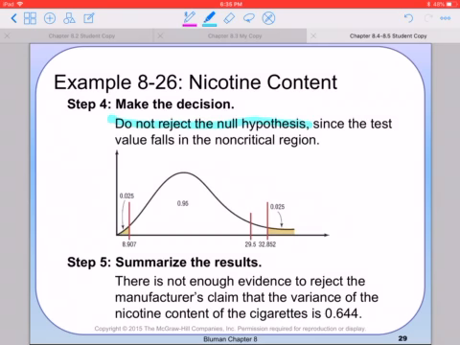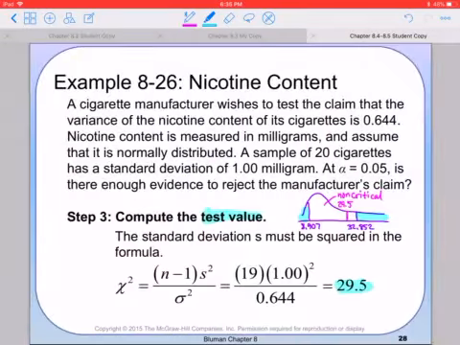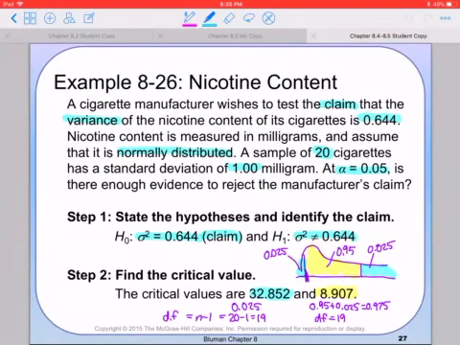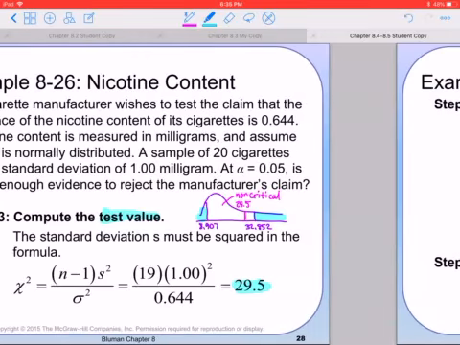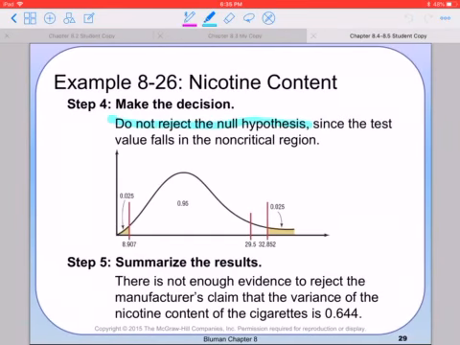All right, so remember, let's glance back to see what the claim was. The claim was the null hypothesis. And let's just be careful. There's not enough evidence to reject the manufacturer's claim. That's right, because that's what it means to not reject the null hypothesis, that the variance of the nicotine content is 0.644. So this is correct. There's not enough evidence to reject the null hypothesis.